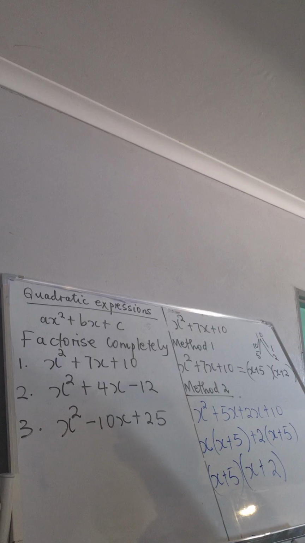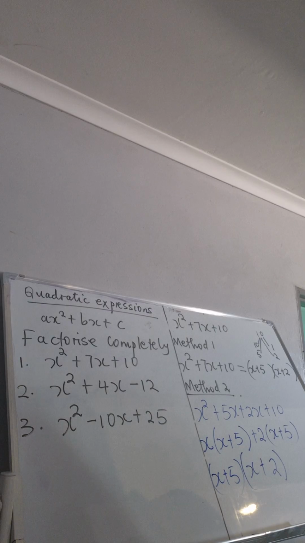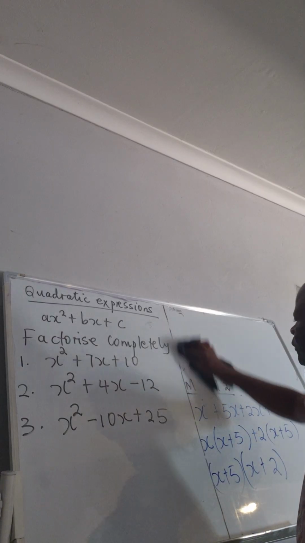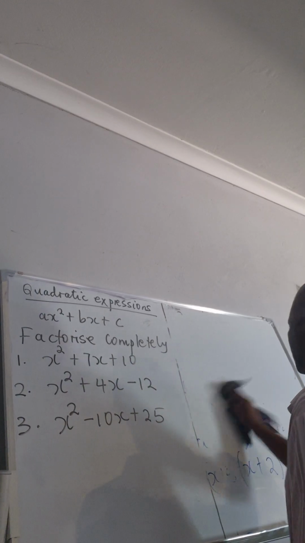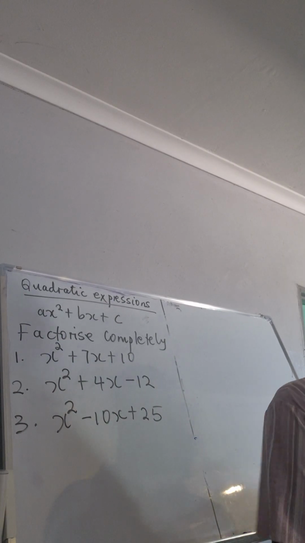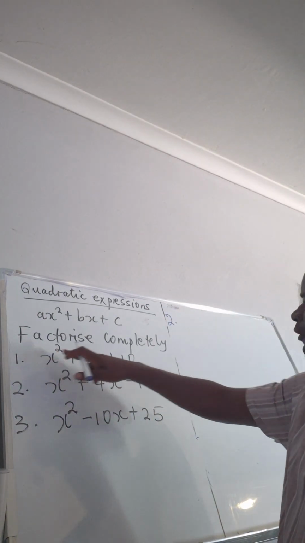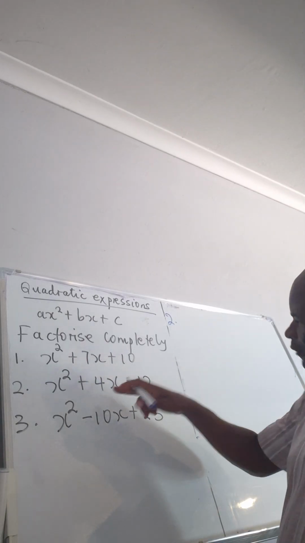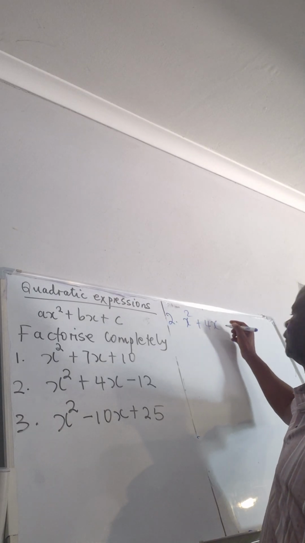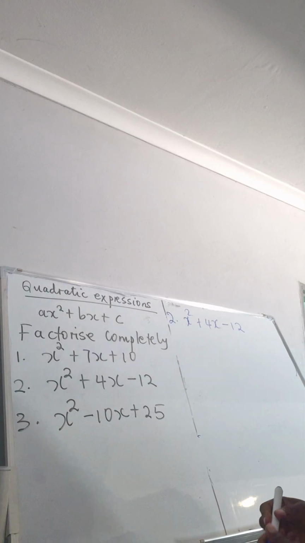Right, now let's go to solution 2, number 2. The last time we were dealing with positives only. Now we have a negative there: x squared plus 4x minus 12. We have a negative. So factorize completely.